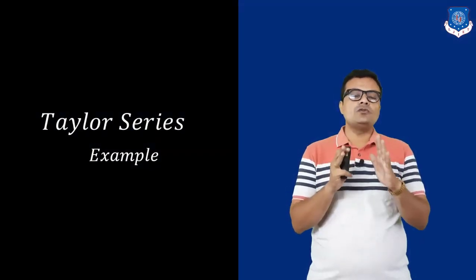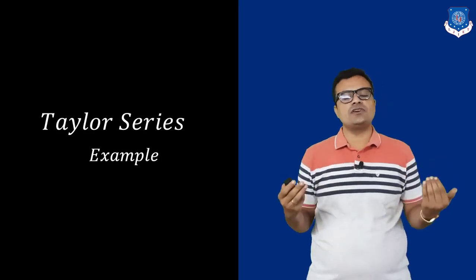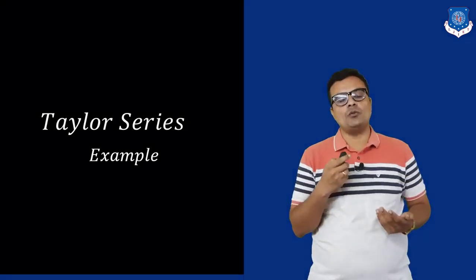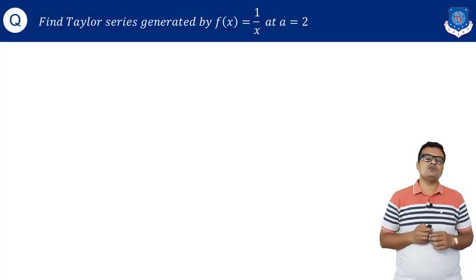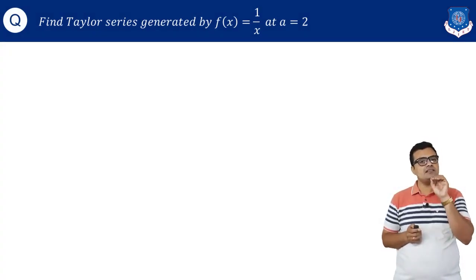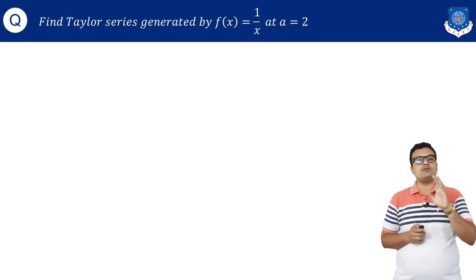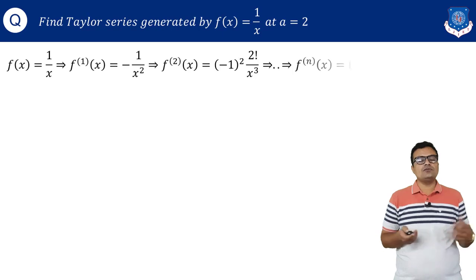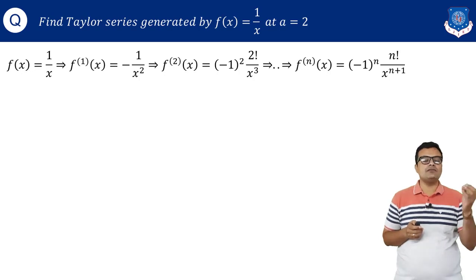Now I want to give you one example of how actually we can find all these terms for a function and how we can represent it in the form of a Taylor series. So for example, if I take my function 1 by x and I want to center it at a equal to 2, this means I want to expand this function 1 upon x and my center of expansion should be a equal to 2. So first of all, let me consider the function which is 1 by x.